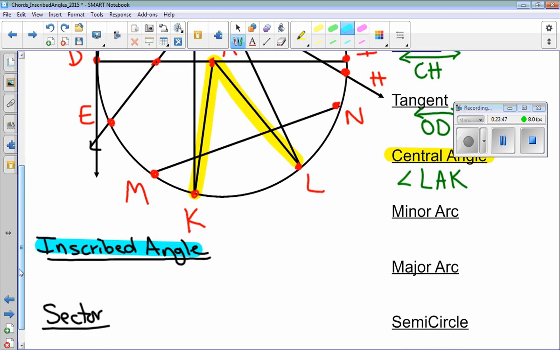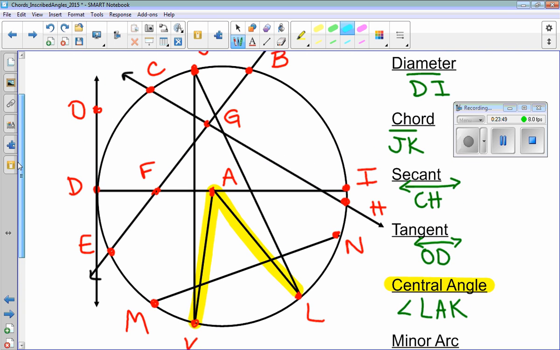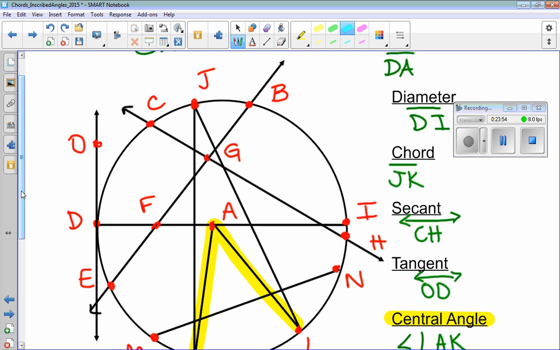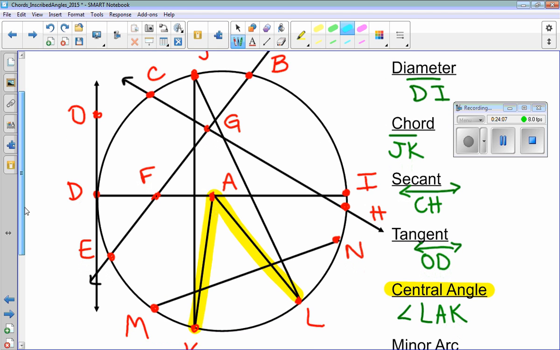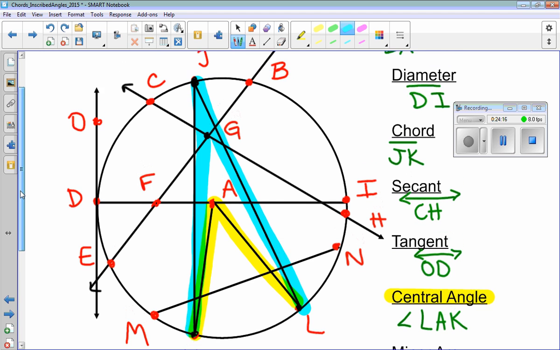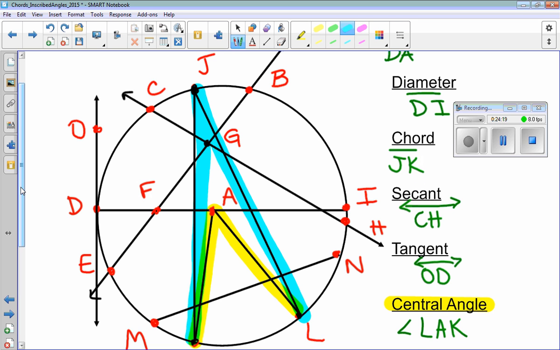Anyone want to care to venture which one the inscribed angle would be? India, help us out. All right? Brittany? KJ, let's look. KJL, look at you. Must be the QP. I love it. Okay, KJL. Inscribed angles, where's the vertex? On the circle itself, okay?